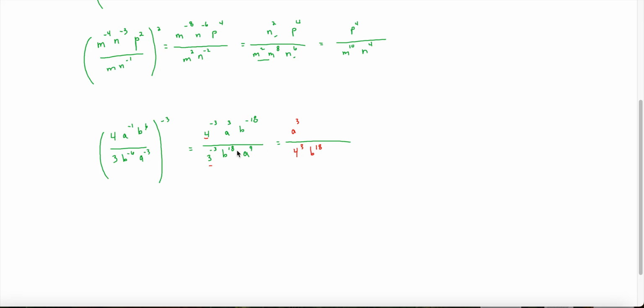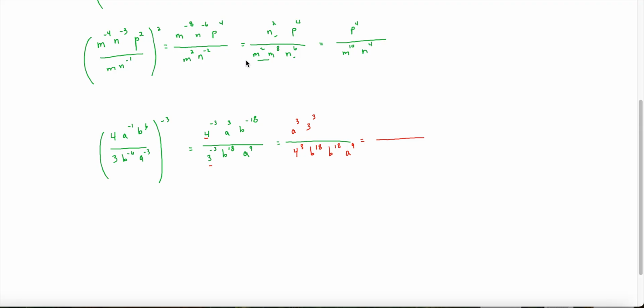Now let's tackle the bottom. Okay, so 3 to the negative 3 will come up and become 3 cubed. B to the 18 stays where it is. And a to the 9 stays where it is because it's a positive exponent. Okay? So now I just need to combine what I can combine.